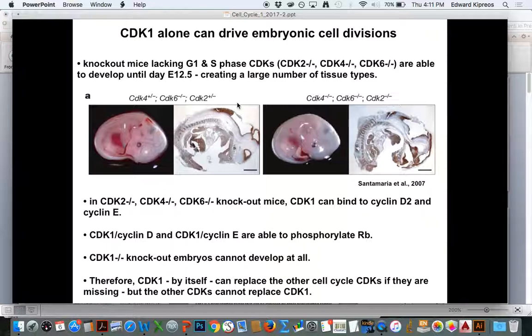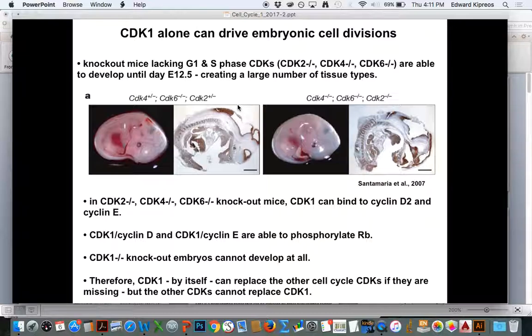So here they're looking, okay, where's the CDK1 embryo? They're taking the mother, chopping it up, putting it on slides, and they can't find it anywhere. They can't even see anything. So what they think is that they didn't even get a single cell division out of CDK1. And yet, when you get rid of CDK2, which is G1S, or CDK4 and 6, you still get all these millions of cells.